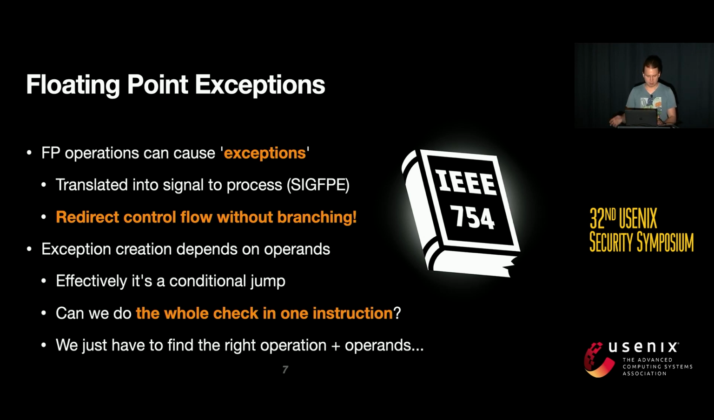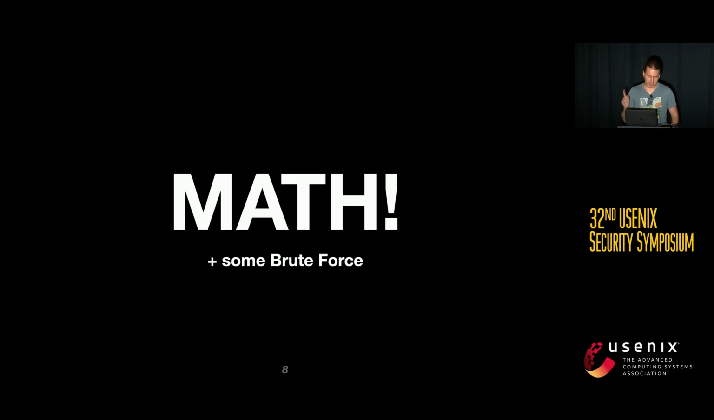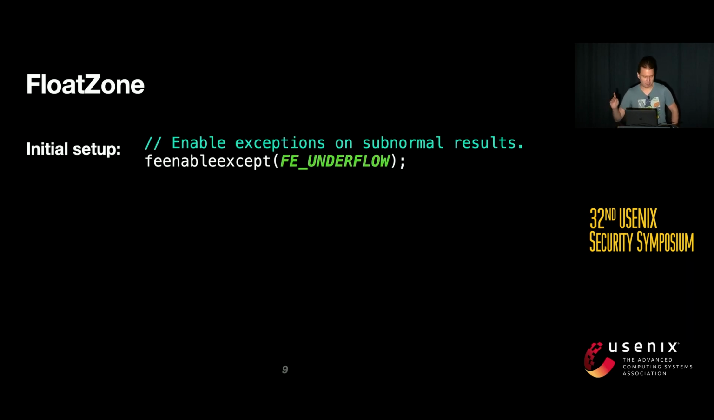Of course, there's a bunch of different exceptions. There are a whole lot of floating point operations and a whole lot of numbers, so we had to do a bit of math, and I'll leave you the paper for that. We skip over to the final point. What we settled on after crunching all the numbers, looking at all the exceptions and all the operations, is FloatZone. The idea of FloatZone is two parts.